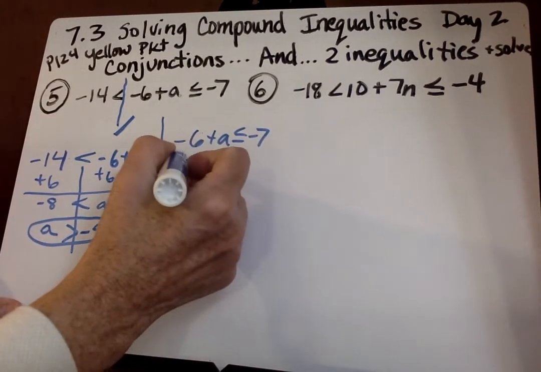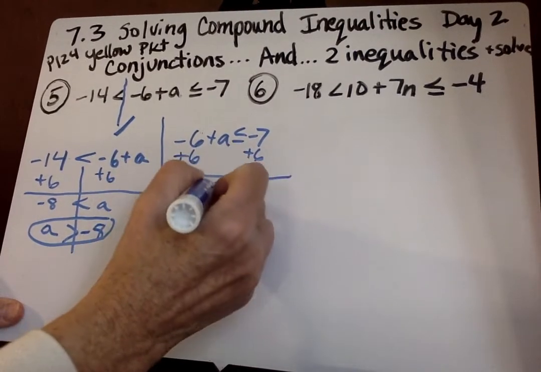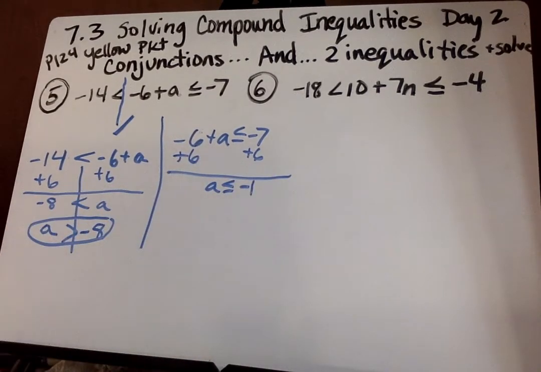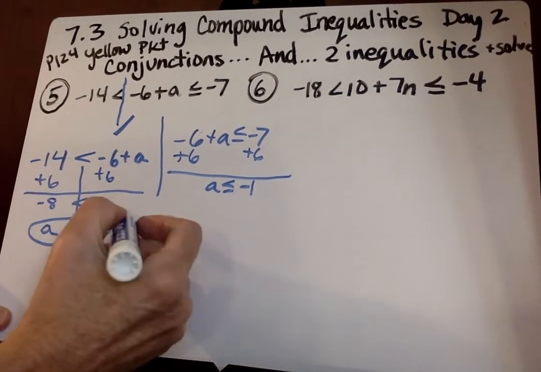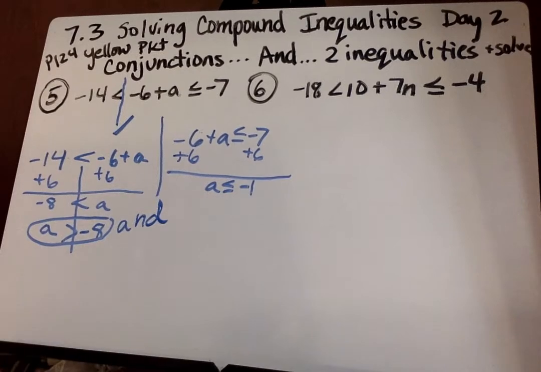Now I'm going to solve for a here. I'm going to add 6, and a is less than or equal to negative 1. Okay, so then I can put these together, put this as an and, a is less than or equal to negative 1.